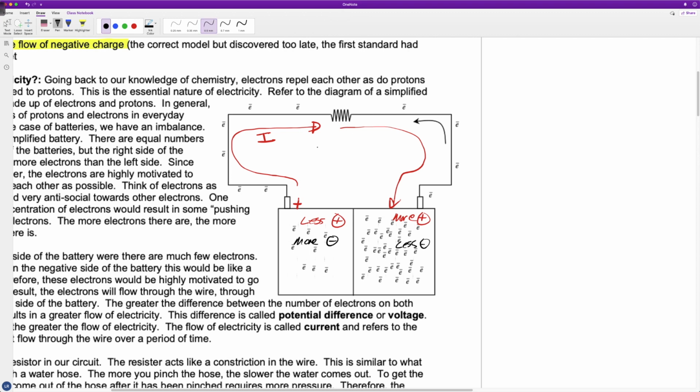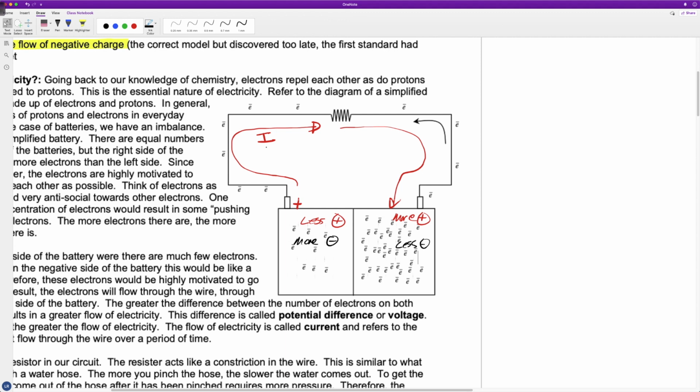So we traditionally still use this idea of a positive flow of charge because working with positive numbers is easier than working with negative numbers. Again, the only reason why we have this confusion is because we came up with this standard before we discovered the electron. And that's just part of history. That's just an accident of history.